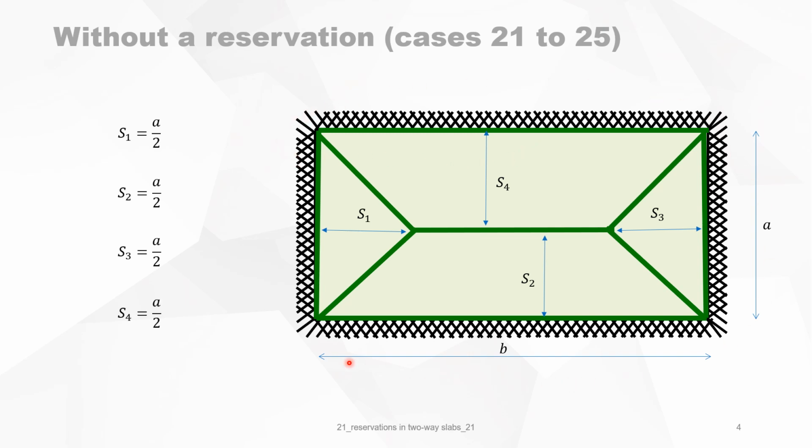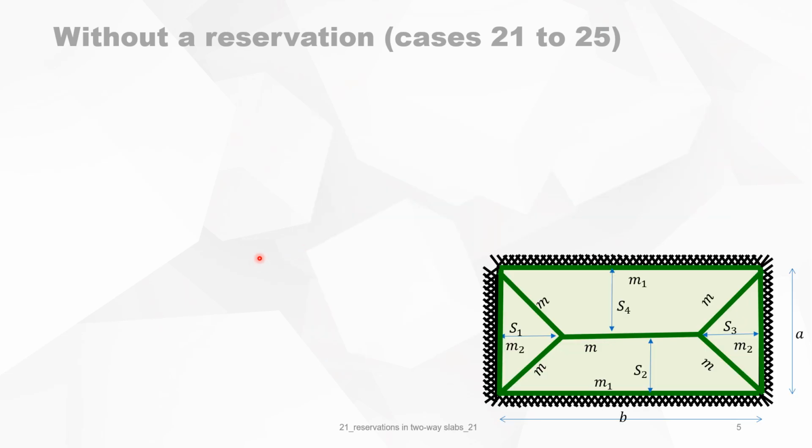We will first calculate the maximum bending moment that can be taken by the slab without a reservation. So for all cases 21 to 25, you will have a maximum bending moment without the reservation in the slab. The negative bending moments, in principle, can be different from side to side, and they are different from the positive bending moments.